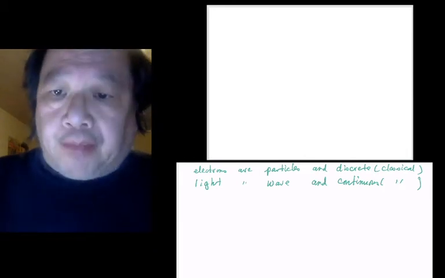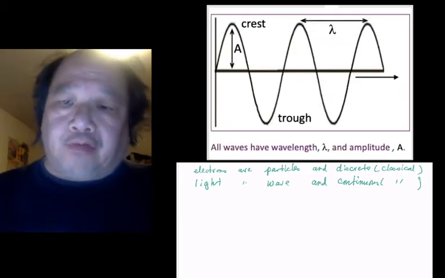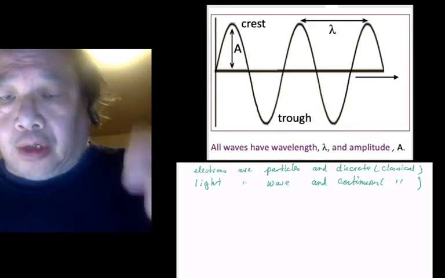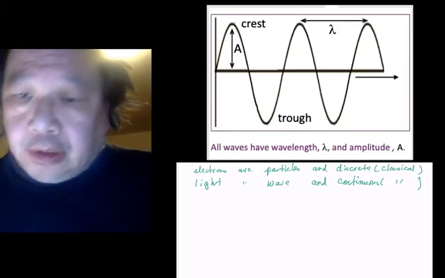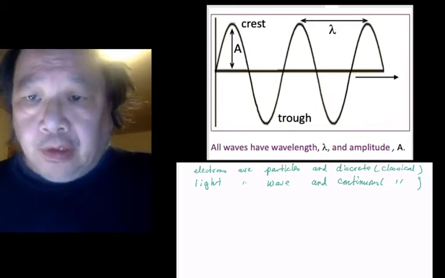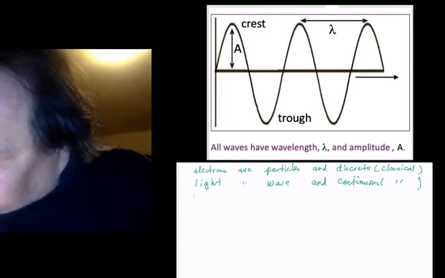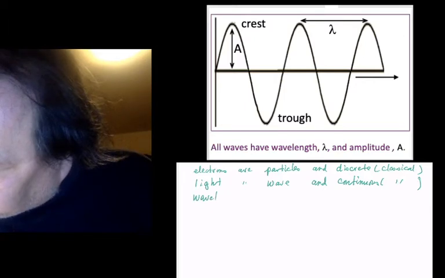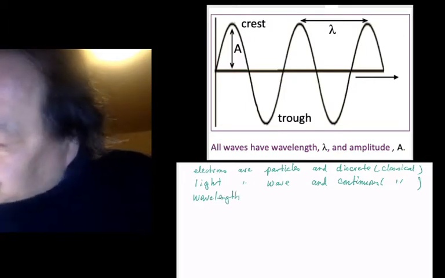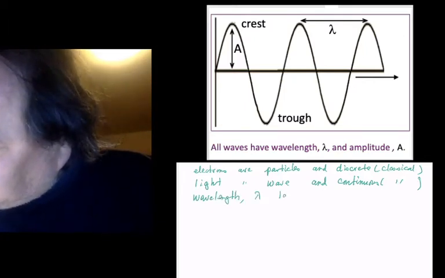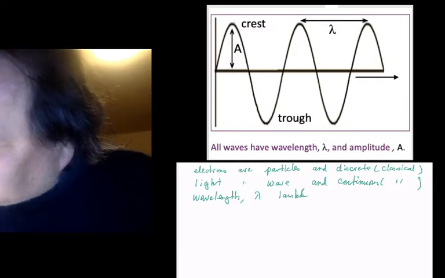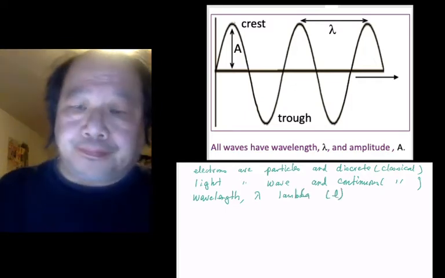Here we have a picture of a wave, a classic wave. It has an amplitude, how high it goes. At the highest point, the crest. The lowest point, the trough. And the distance between crests is the wavelength, which goes by the Greek letter lambda, which is the Greek letter L.